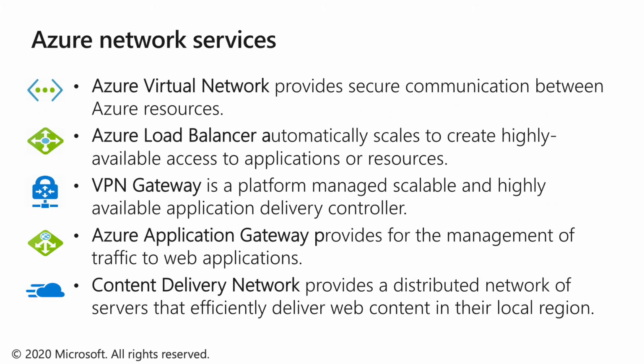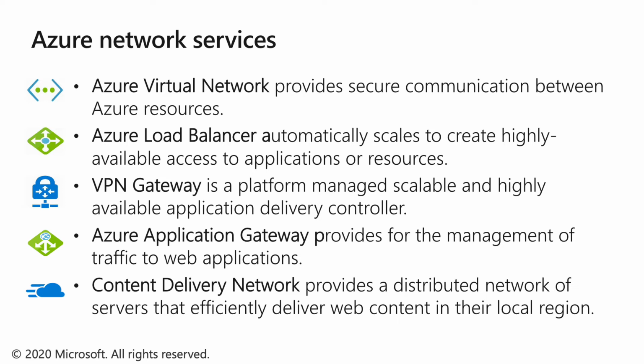Now, in terms of network services, you can have Azure Virtual Network, which provides secure communication between Azure resources. Load Balancer automatically scales to create highly available access to applications or resources. Virtual Private Network, or VPN Gateway, is a platform-managed, scalable, and highly available application delivery controller. VPNs are particularly important if you're trying to communicate secure information remotely.